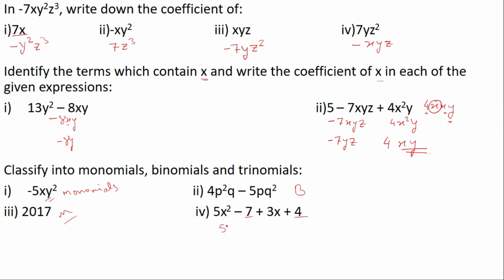And the fourth one, you can see here is numeral only. So what we will do, x square plus 3x minus 7 plus 4, or we can write it as 5x square plus 3x minus 3. So how many terms we have now? 3. So it is trinomial.